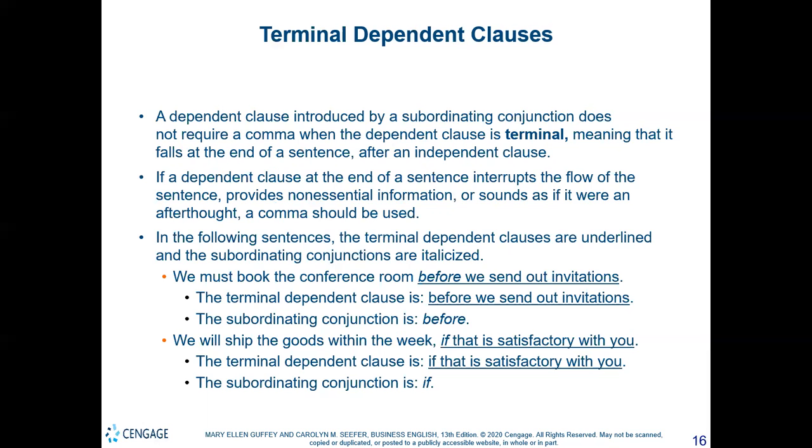In the following sentence, the terminal dependent clause is underlined and the subordinating conjunction is italicized. We must book the conference room before we send out invitations. The terminal dependent clause is before we send out invitations. The subordinating conjunction is before.